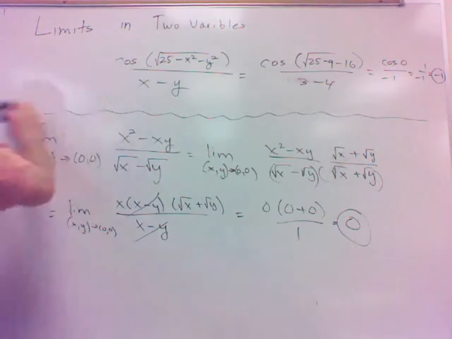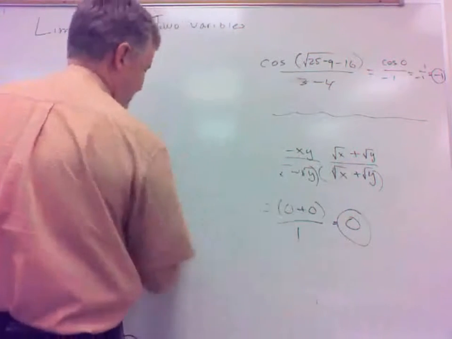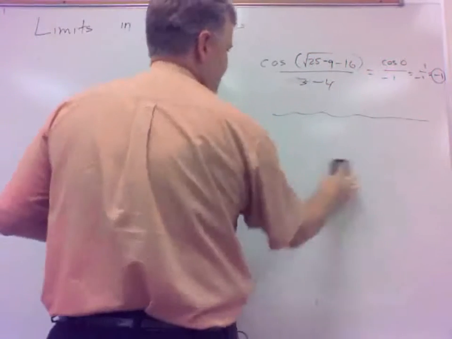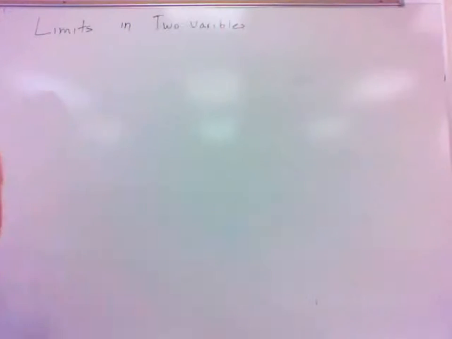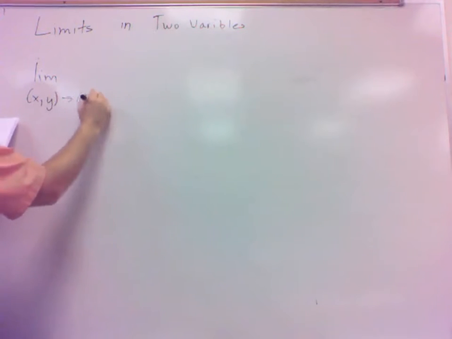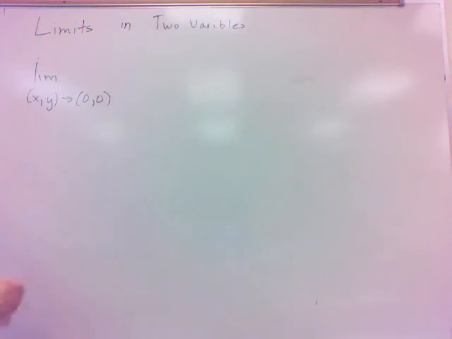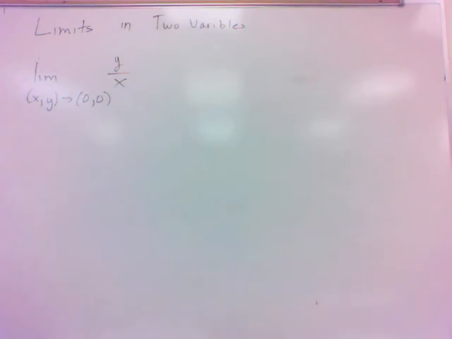Now, a couple other things, a little trickier ones. Of course, a lot of times it may not turn out that the limit exists, that is part of the problem. For example, the limit as x, y approaches 0, 0 of y over x.